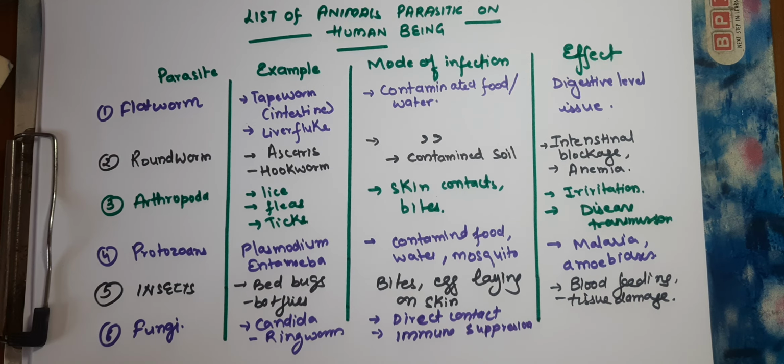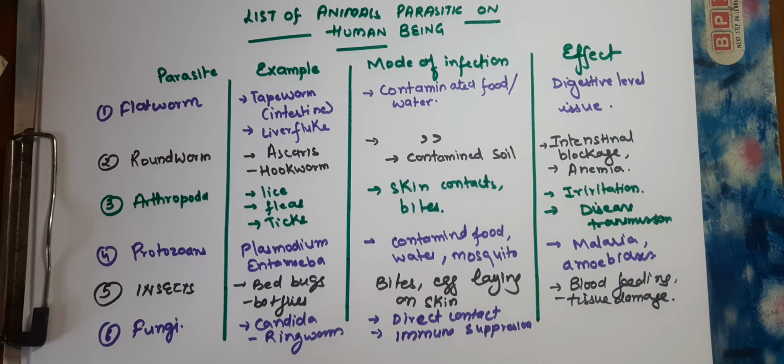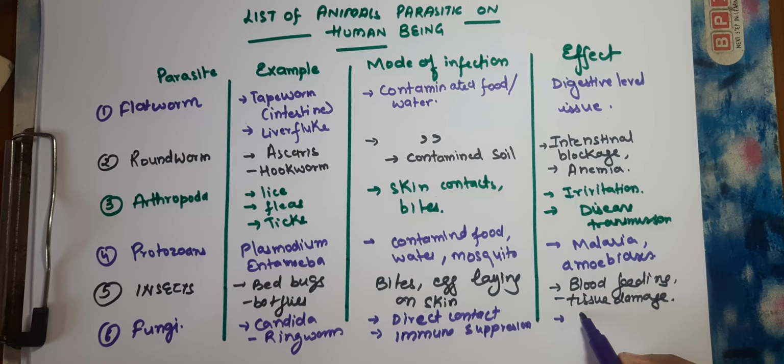These fungi are often opportunistic, and if the person has less immunity, they will attack. So they can cause candidiasis, which will affect the mouth, skin, or the genital areas. The common effects are skin infection or oral thrush.